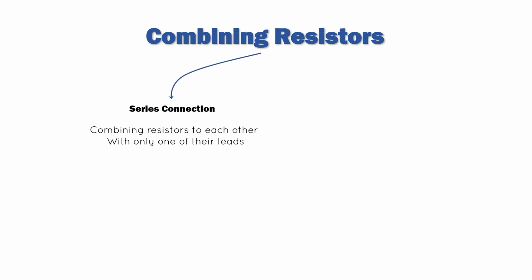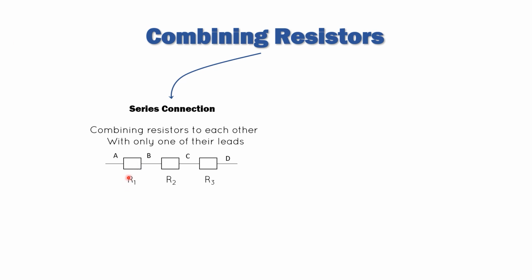There are two ways to combine one or more components to each other in an electric circuit. Number one, series connection. Series connection is simply combining components by connecting them to each other by one of their leads. An example is what we see here.